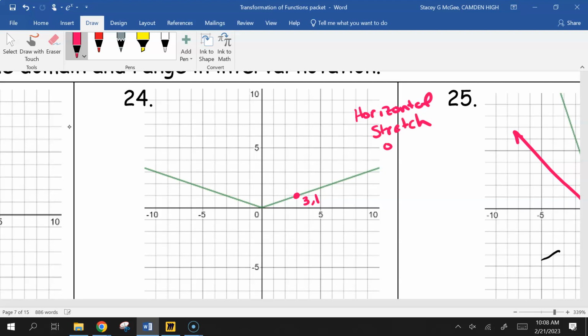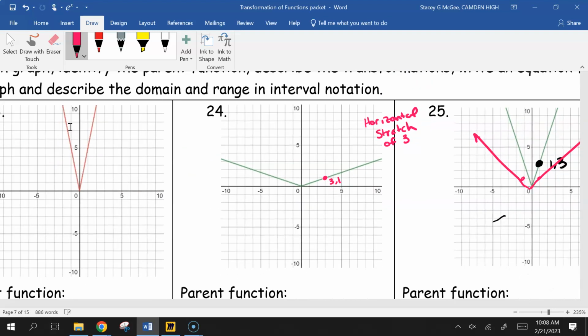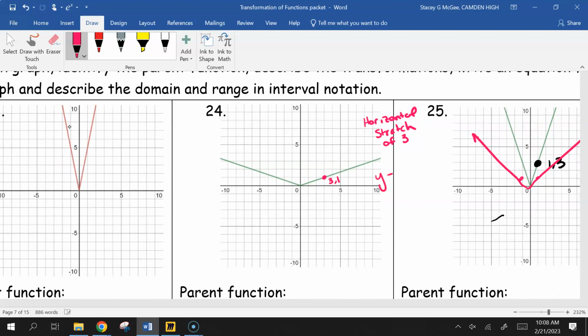This is a horizontal stretch of what? Well, remember I have to flip it. In the equation, it'll be 1 over 3, but it's a horizontal stretch of 3. So whenever I write the equation, it's going to look like this. Remember, everything horizontal is opposite. So your a is 1/3, but yet it's a stretch of 3 because it flips over. Does that make sense? You remember doing that?